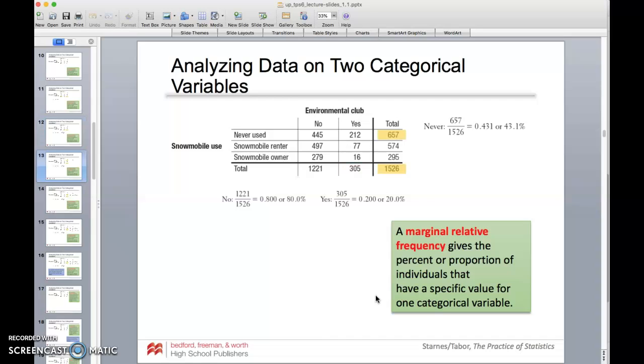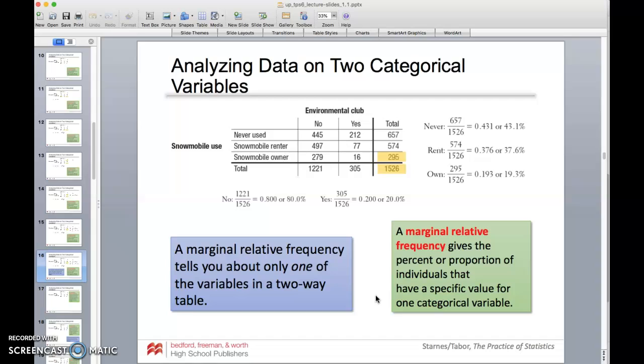There you go. Now again, some other ones you could say, well, what's the marginal relative frequency of those that are never? Well, okay, add them up, 657 out of the 1526, and then of course you can have the ones that rent, and then the ones that own. So it's kind of nice when you have that two-way table of summing up those columns and rows, and then you can get those marginal relative frequencies rather easily. Again, a marginal relative frequency tells you only about one of the variables in the two-way table.